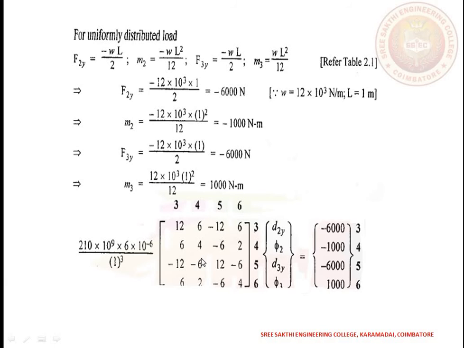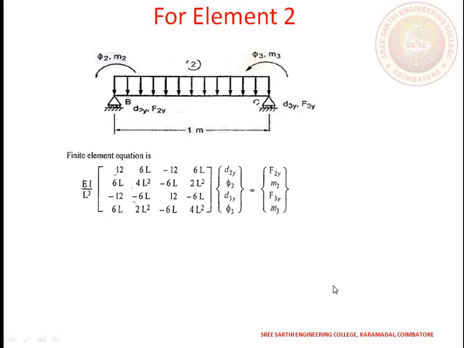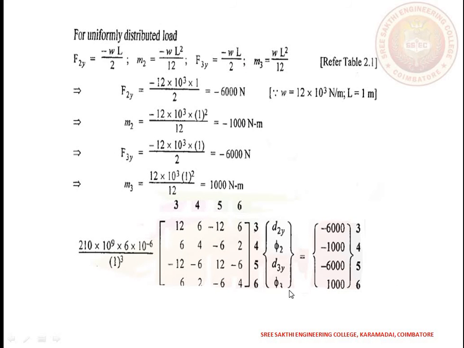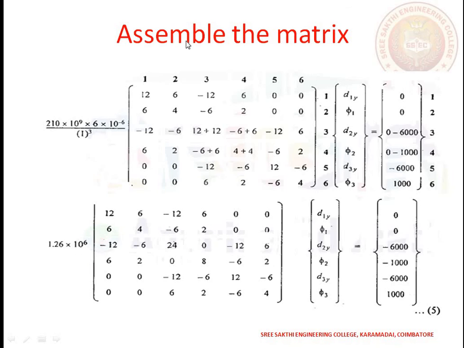Now what is the next step? We are going to assemble the global stiffness matrix for element 1 and element 2. This is your element 1, this is your element 2. So you can assemble the matrix. This is 1, 2, 3, 4, 5, 6, here is also 1, 2, 3, 4, 5, 6. You can assemble as we discussed in the previous video. The same method can be applied. After assembling, we get this final equation, that is 1.26 into 10 power 6. After simplification we get this, and this, then this is a value.